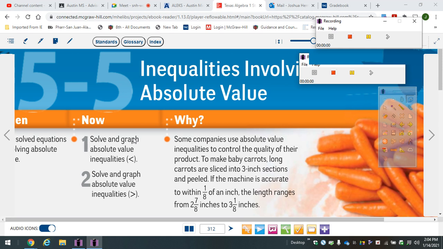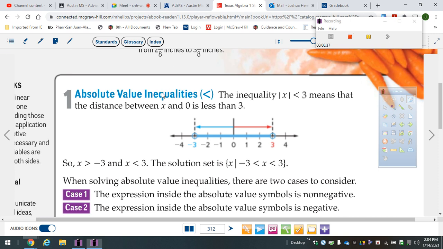So let's come out here. We're going to solve and graph absolute value inequalities that are less than, and solve and graph absolute value inequalities that are greater than. So absolute value with this sign right here. Always read from left to right. Since this one comes first, you can say this one's less than, that's what the symbol means, than that one. So absolute value inequalities with less than.